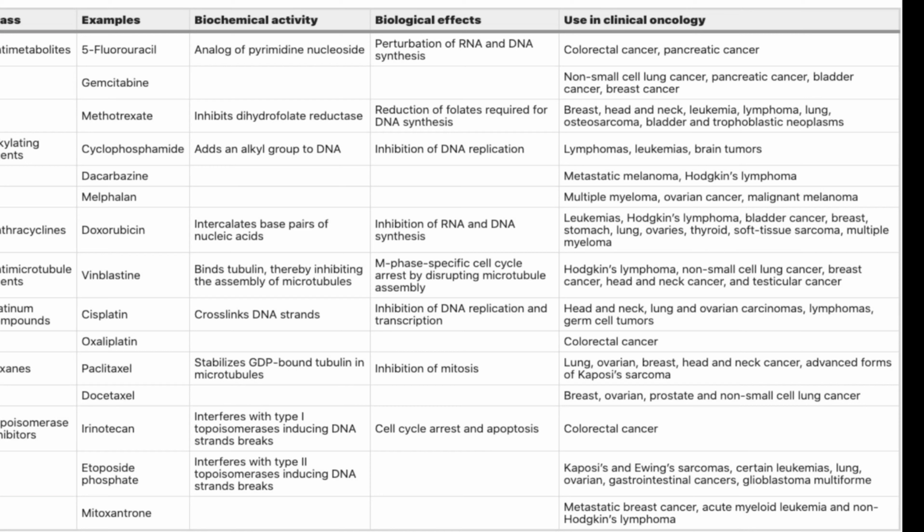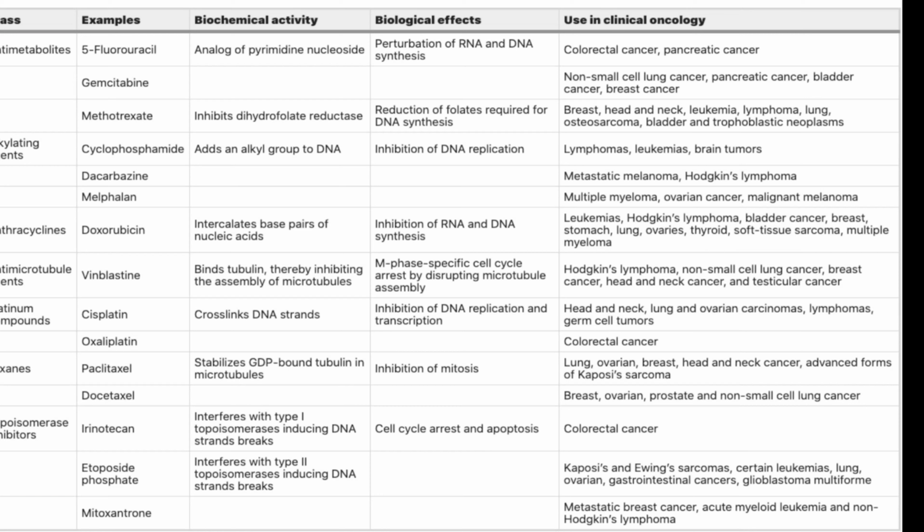methotrexate. Their biochemical activity is as an analog of pyrimidine nucleoside, inhibiting dihydrofolate reductase. Its biological effects are perturbation of RNA and DNA synthesis and reduction of folate required for DNA synthesis. Used in clinical oncology for colorectal cancer, pancreatic cancer, non-small cell lung cancer, blood cancer, breast cancer, head and neck cancer, leukemia, lymphoma, bladder cancer, and trophoblastic tumors.